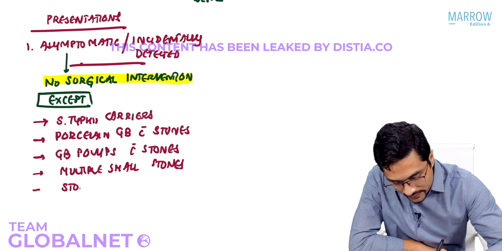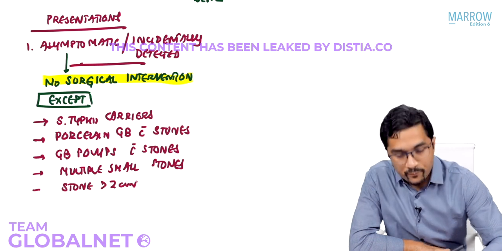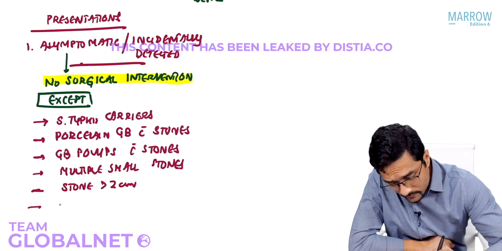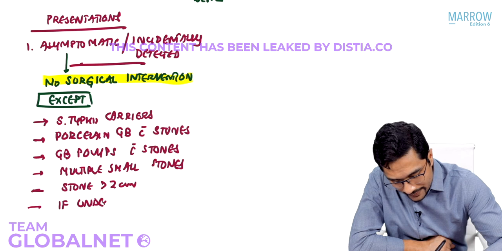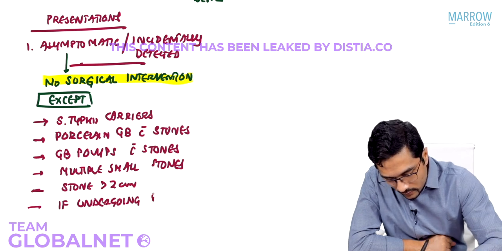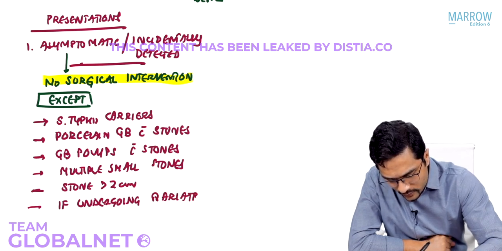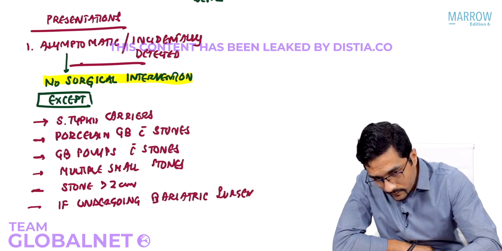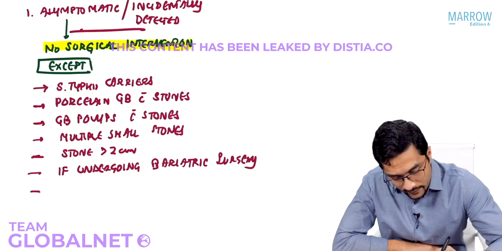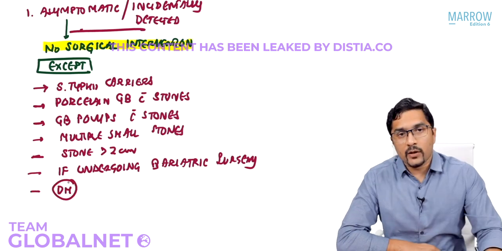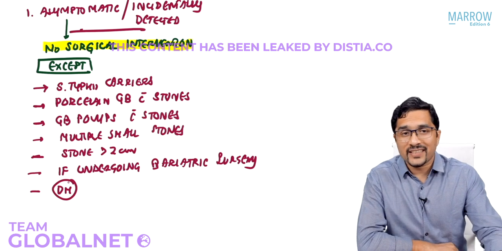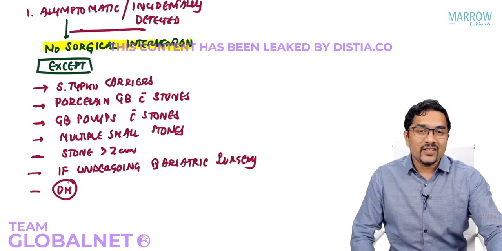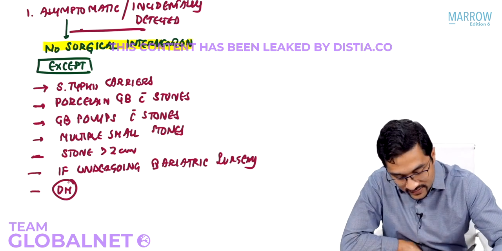If the stone size is more than 2 centimeters, then also a cholecystectomy should be contemplated in these patients. If these patients are undergoing bariatric surgery, that is also an indication to carry out cholecystectomy even if they have asymptomatic stones. If these patients have diabetes mellitus, because in diabetes mellitus patients, the first attack of cholecystitis can be their last attack because it can be quite severe. So a cholecystectomy should be done in these patients as well.